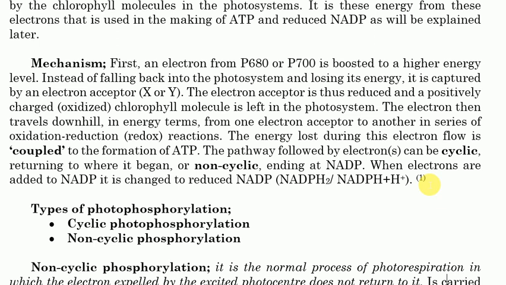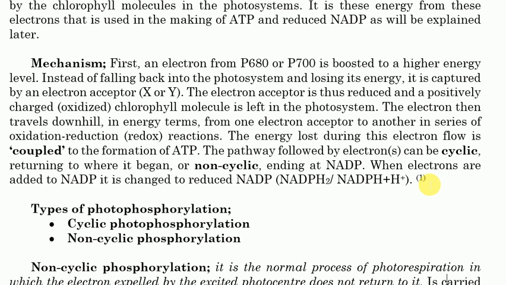So the electron then travels downhill in energy terms, as if going down a slope. It does not only travel downhill, but it also releases energy. So from one electron acceptor to another in a series of oxidation reduction reactions, that is what we call redox reactions. So the energy lost during this energy flow is coupled.